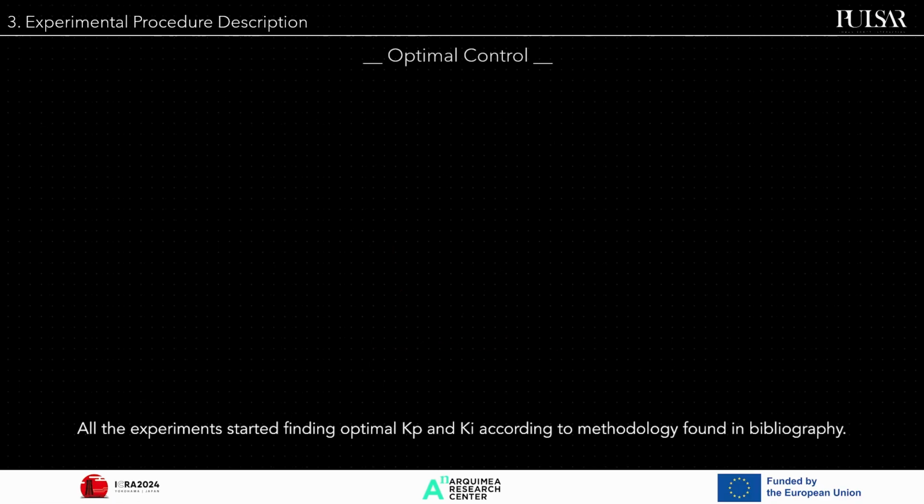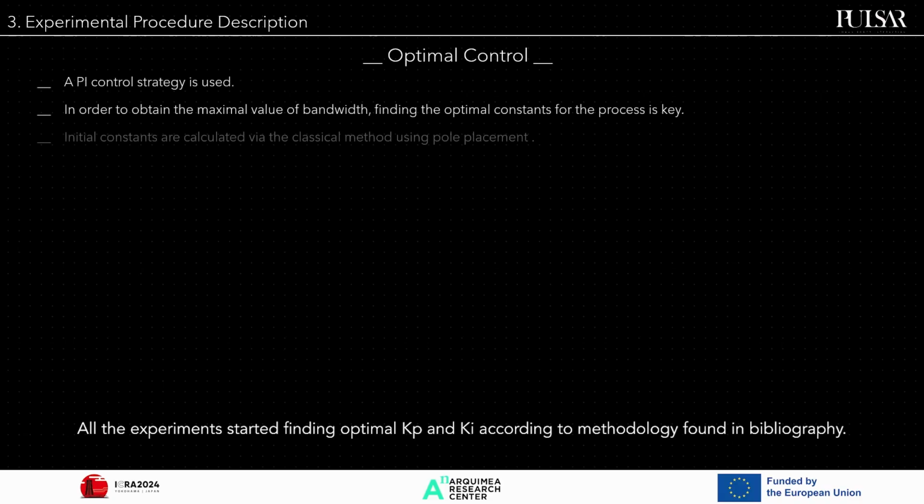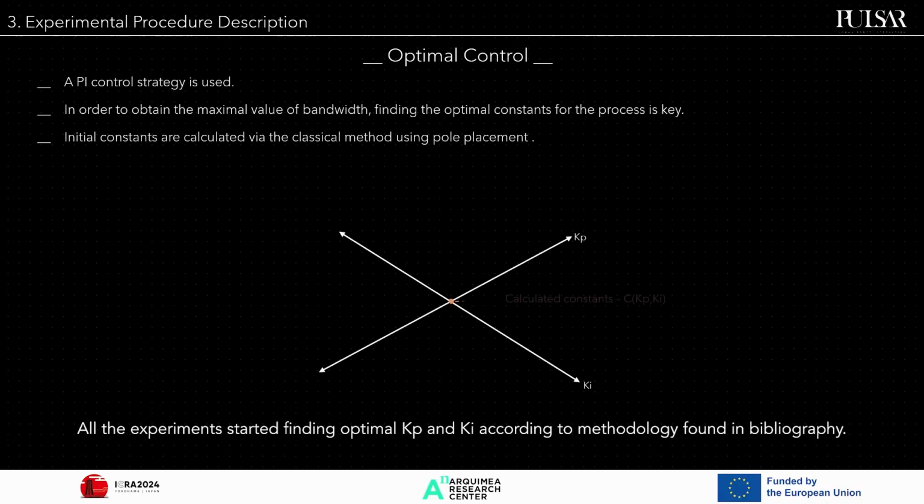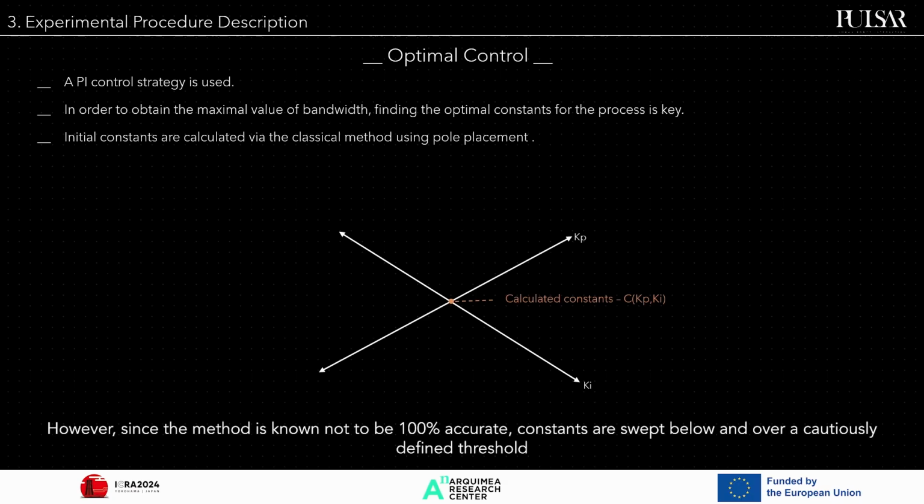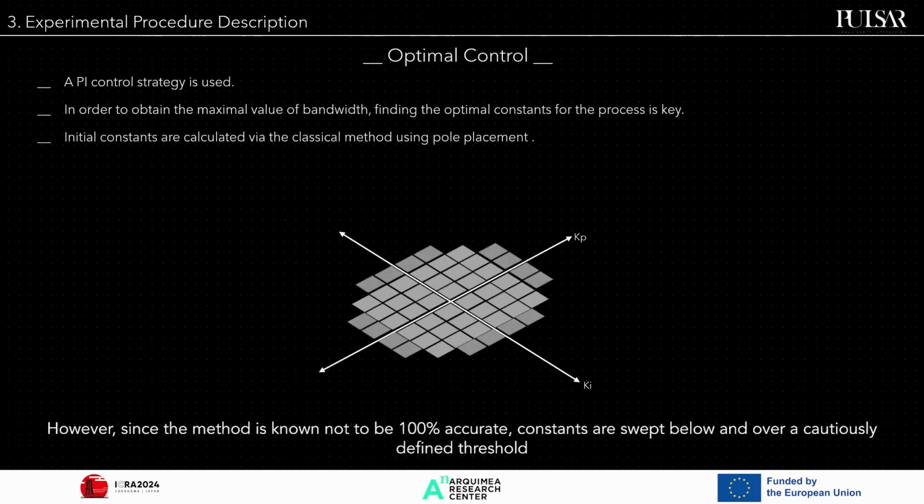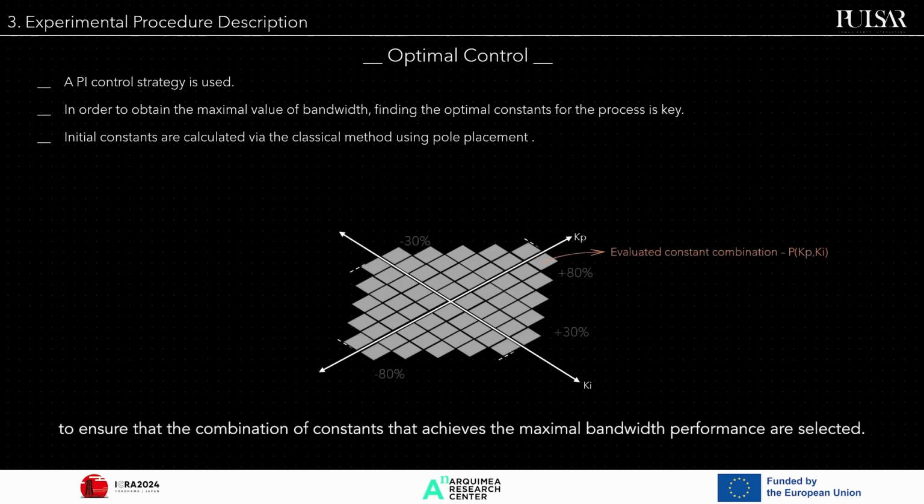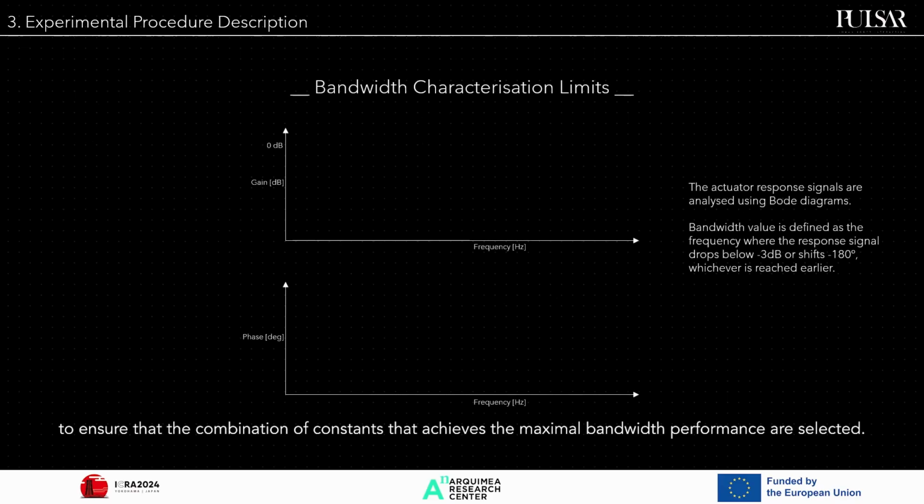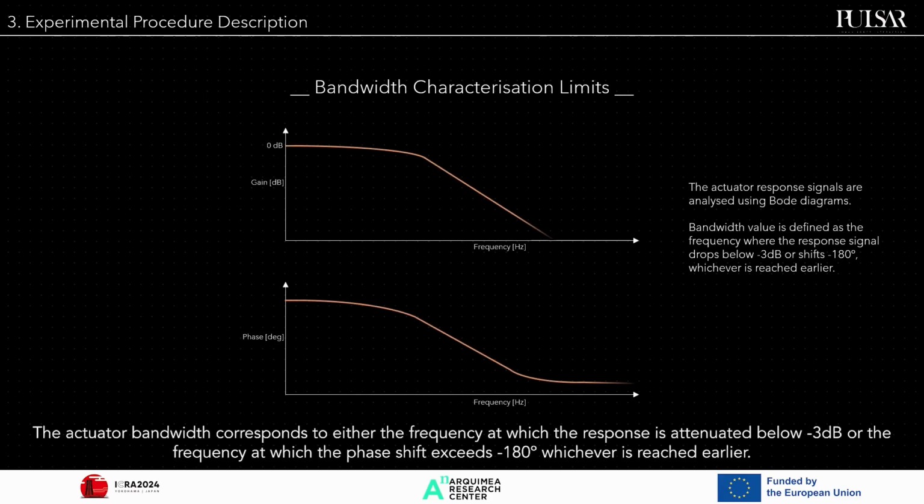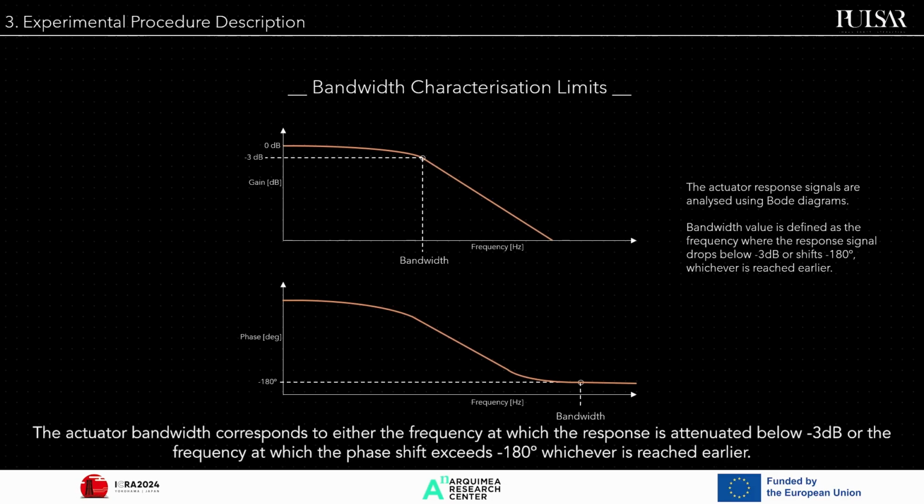All the experiments started by finding optimal Kp and Ki according to methodology found in the bibliography. However, since the method is known not to be 100% accurate, constants are swept below and over a cautiously defined threshold to ensure that the combination of constants that achieves the maximal bandwidth performance is selected. The actuator bandwidth corresponds to either the frequency at which the response is attenuated below -3 dB, or the frequency at which the phase shift exceeds -180 degrees, whichever is reached earlier.